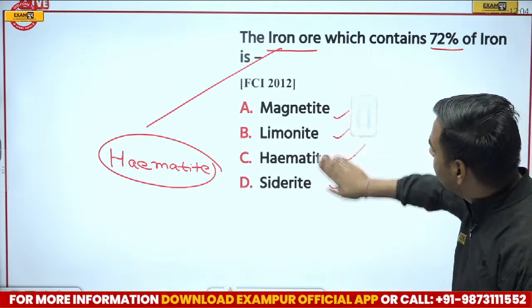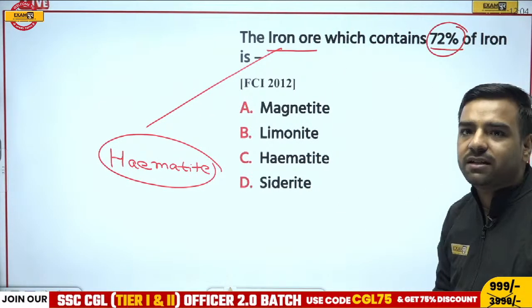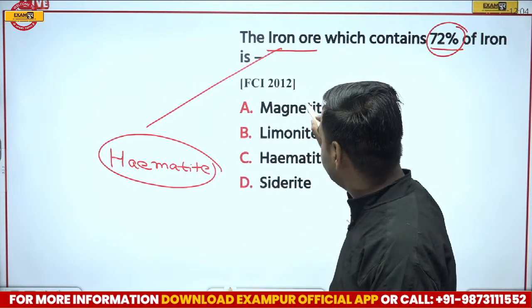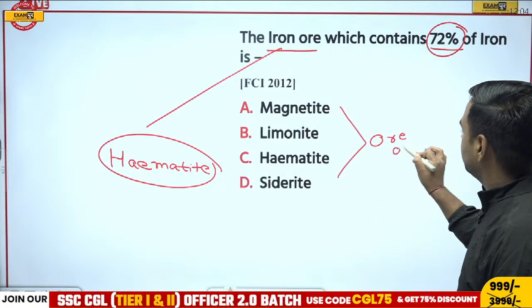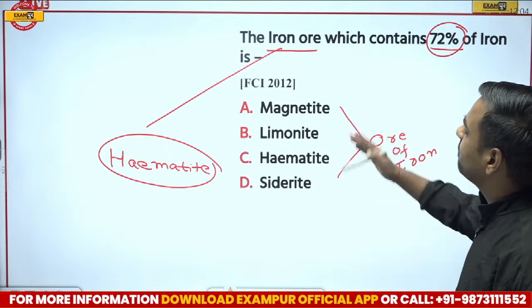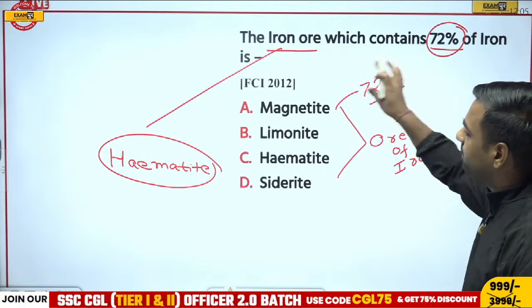But since they are asking the question in which 72% of iron is present, let us know about this part. All of them are ores of iron. And apart from that, there are several percentages. For example, magnetite contains 72% of the iron. I have mentioned all those parts.